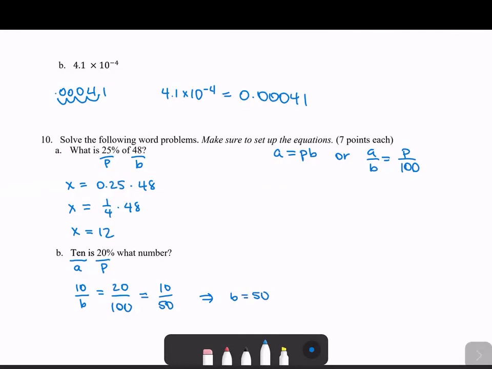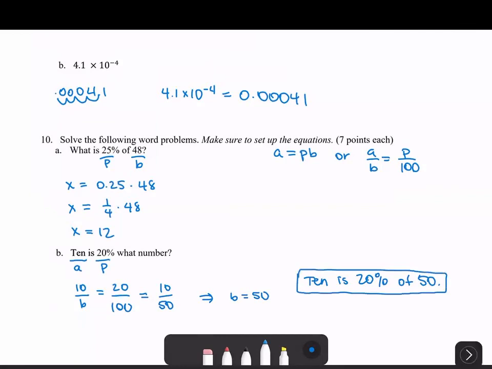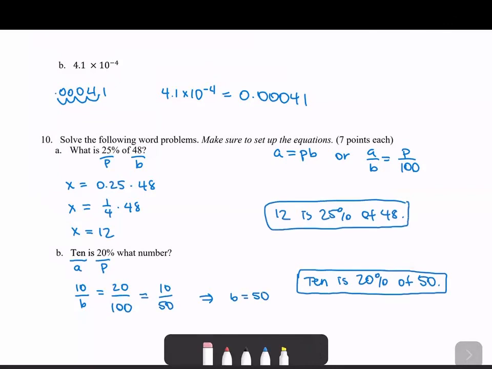So 10 is 20%. You can write these answers probably in complete sentences. So 10 is 20% of 50. And for part A, we have that 12 is 25% of 48. So you should be able to read a problem, know that it's a percent equation problem, and set it up and solve it.